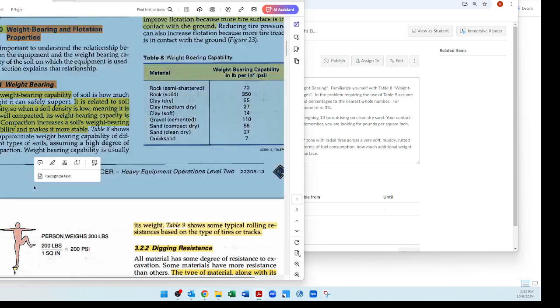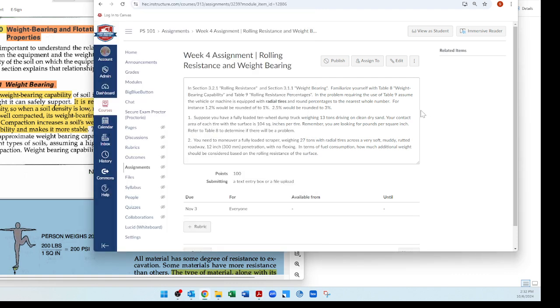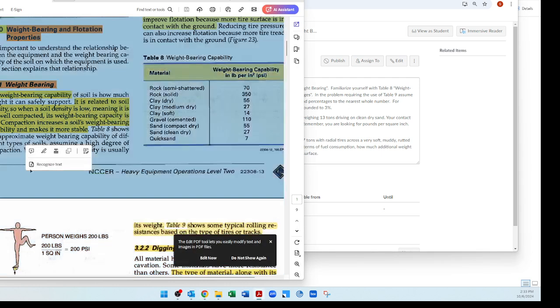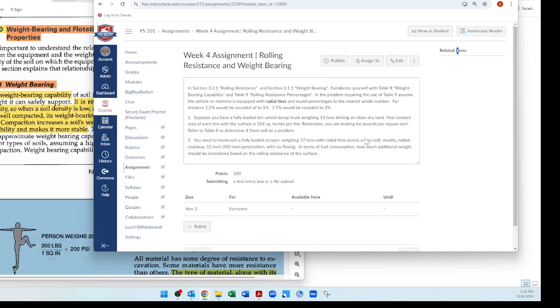Well, table 8 shows us the different things. We're on clean, dry sand, so we have to have something in the problem. We are a fully loaded 10-wheel dump truck on clean, dry sand. So we're going to have to find something that will stay atop of the bearing capacity of clean, dry sand, which is 27 pounds per square inch. So let's see what we come up with.